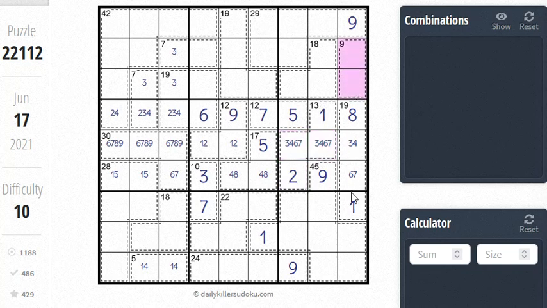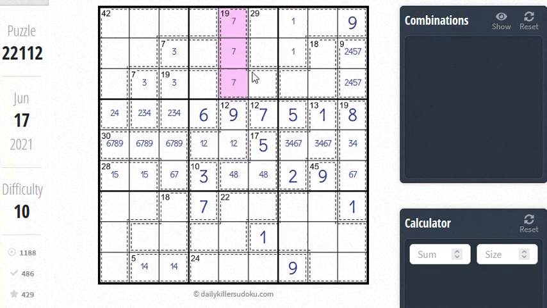This 1, 8 here makes this either 2, 7, or 4, 5. It can't be 3, 6 because that would break here. Our 1 can't be here because the only way to make this would be 8, 9. So our 1 has to be in one of these two squares here. Our other one is here.